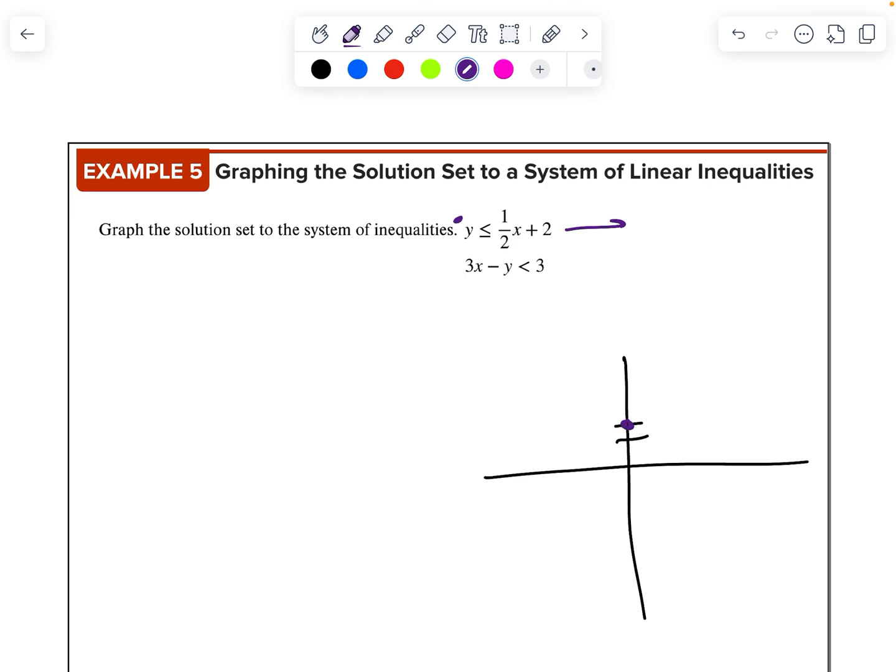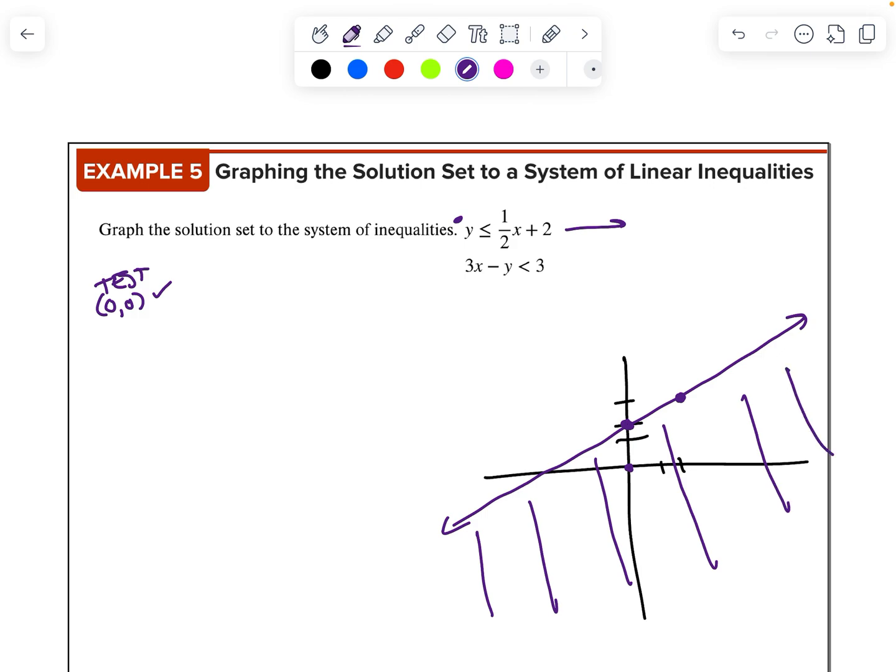So start at 2. Then to get my next point, I need to go up 1 over 2 since the slope is 1 over 2. Up 1 over 2. And that's going to be a solid line. And if I'm just going to get a general idea, if I test the point (0, 0), I'll leave that for you to test, right? But I'm going to say that that is true. It does work, okay? I'm just getting a general idea right now. Remember, with systems, I'm going to have to shade one region that's a quadrant instead of like a half of the region.